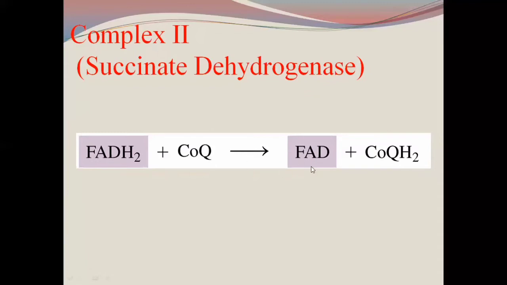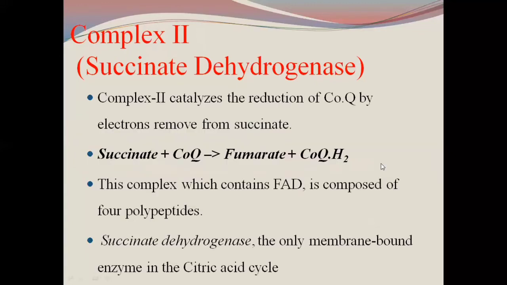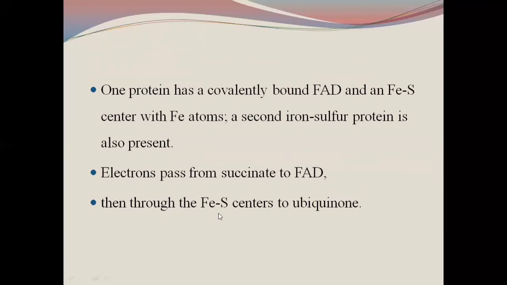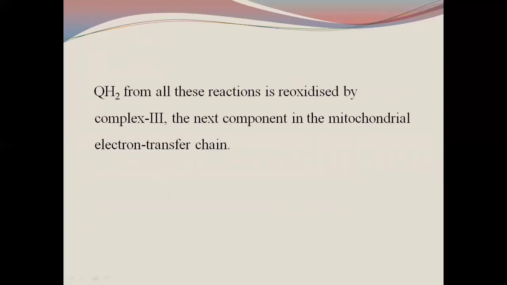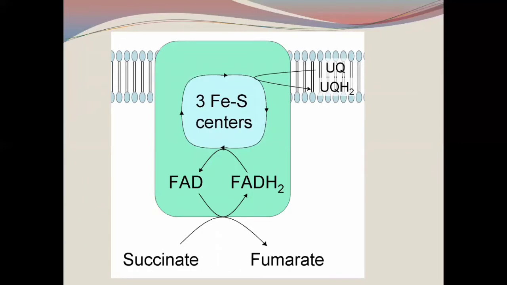So as a result, this FAD will get oxidized, and this coenzyme Q will get reduced, right? So ubiquinone will be reduced to ubiquinol. This complex 2 is also made up of 4 polypeptide chains. It contains the FAD, and there are iron sulfur centers that will transfer the electrons to ubiquinone, the coenzyme Q. So this is the structure of complex 2.